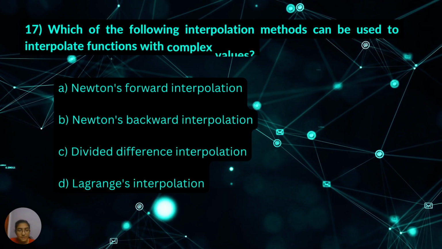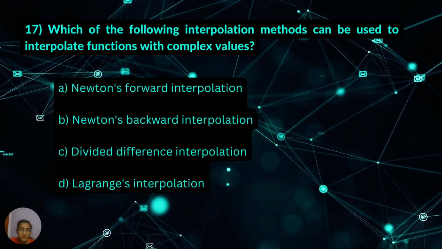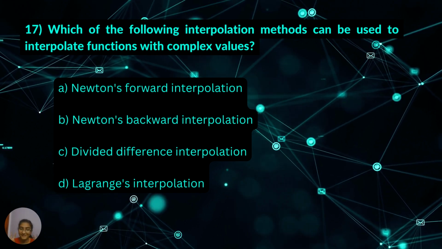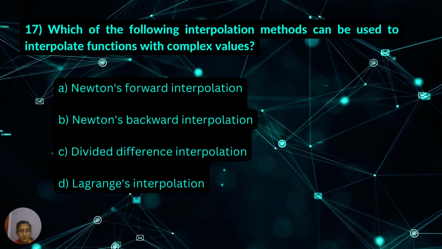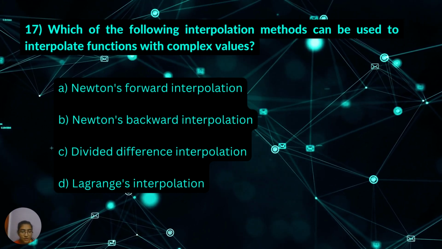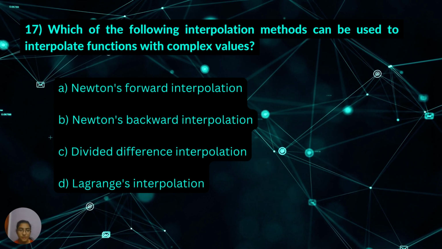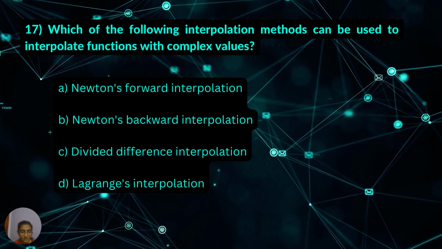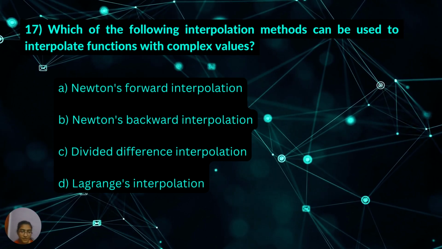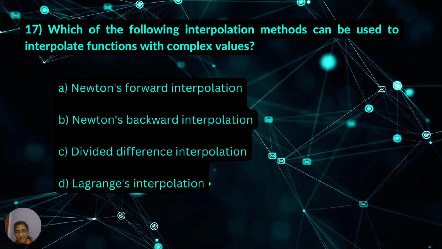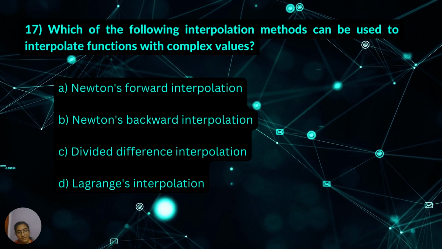Next question is question number 17. Which of the following interpolation methods can be used to interpolate a function with complex values? A. Newton forward interpolation, B. Newton backward interpolation, C. Divided difference interpolation, or D. Lagrange interpolation. So the answer is D, Lagrange interpolation. In Lagrange interpolation, we can interpolate the function with complex values. Complex values include the imaginary value i. An example of a complex value is a equal to 2 plus 3i, where i is the square root of minus 1. That is an imaginary number.